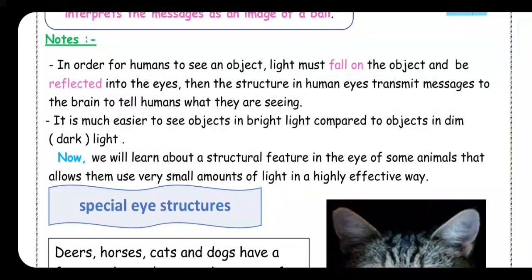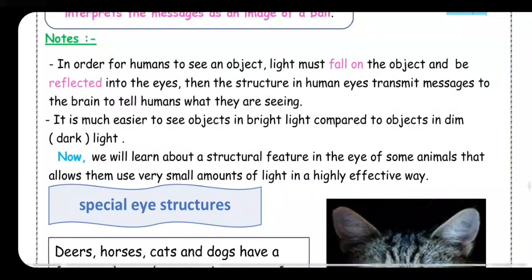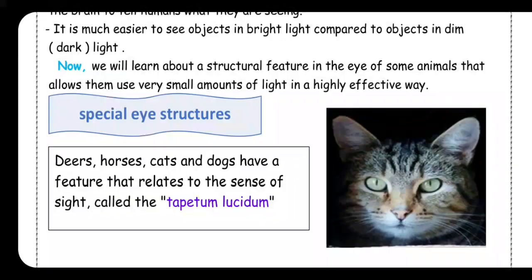The structural property in the eyes of some animals allows them to use a very small amount of light in a highly effective way. So they can see very well at the weakest light levels. The animals like deer, horse, cat, and dog have a property or feature that relates to the sense of sight called tapetum lucidum. Tapetum lucidum, Junior 4. Repeat with me, tapetum lucidum.